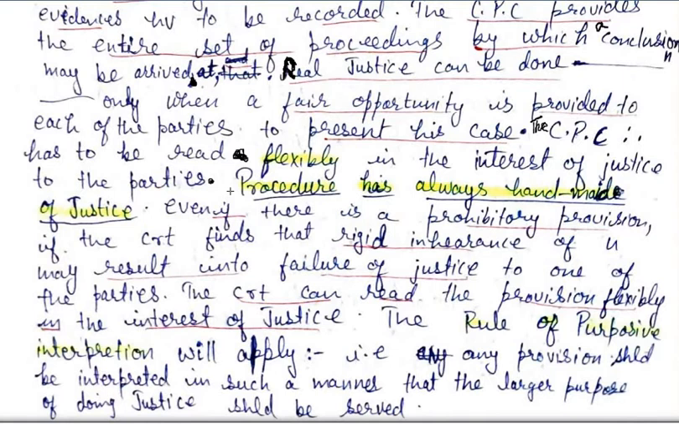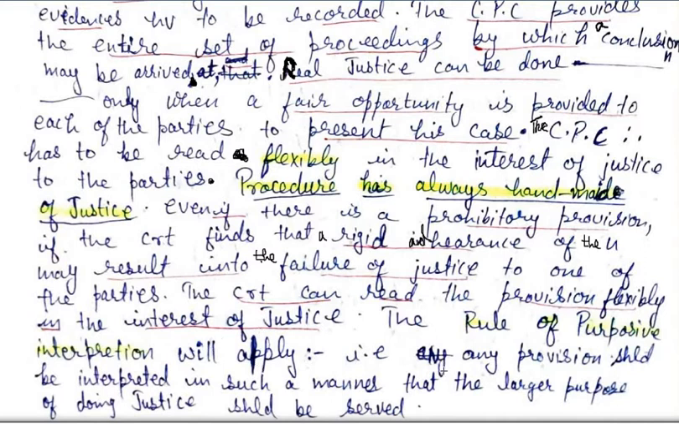दोनों में यही रूल लगेगा, लिखिए इसको आप। Right, even if there is a prohibitory provision, if the court finds that a rigid adherence of the provision may result into the failure of justice to one of the parties, the court can read the provision flexibly in the interest of justice. Now the rule of purposive interpretation will apply. Now you understand purposive interpretation? कि वैसा इंटरप्रिटेशन करो जो उस लॉ के पर्पज को सर्व करे. The rule of purposive interpretation will apply.